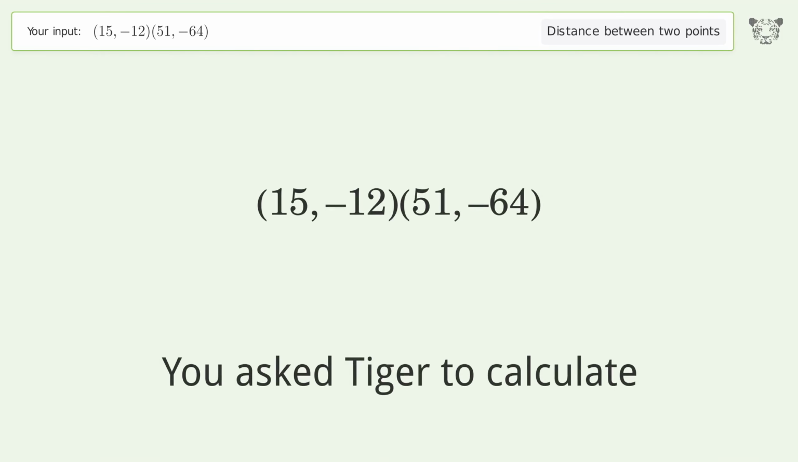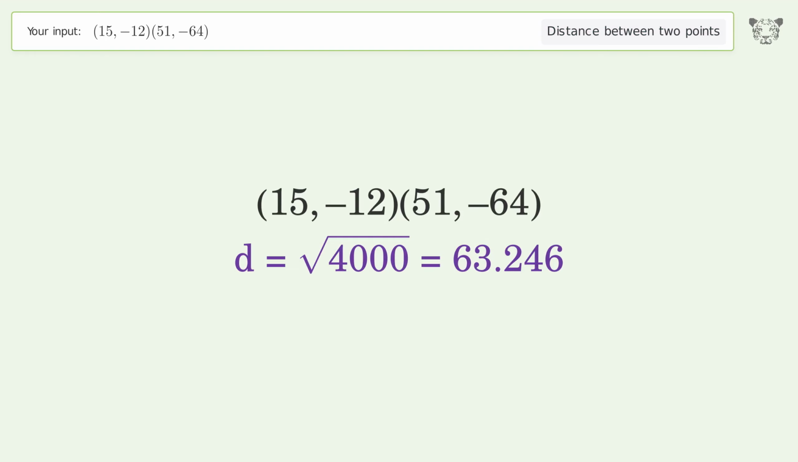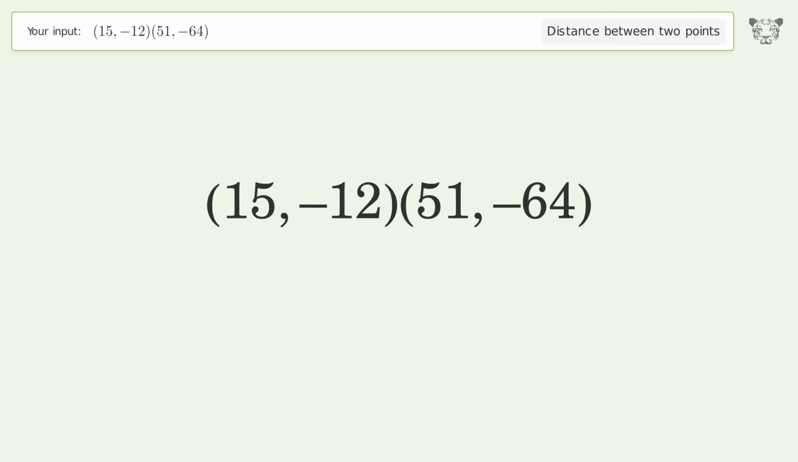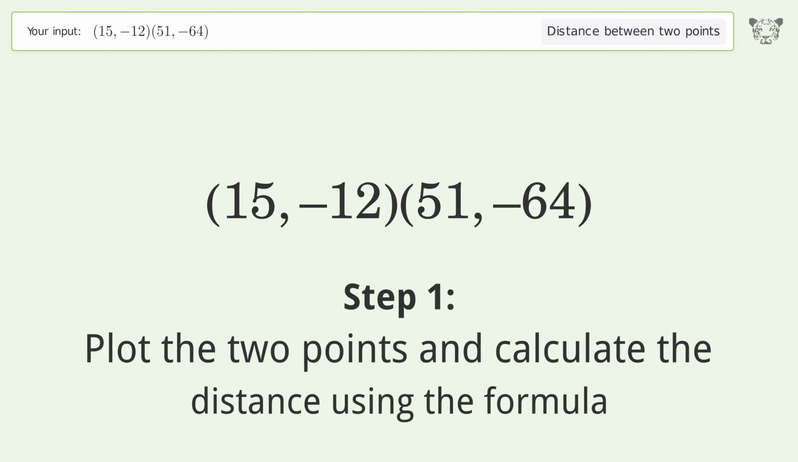You ask Tiger to calculate. This deals with the distance between 2 points. The distance between the 2 points is the square root of 4,000 or 63.246. Let's solve it step by step. Plot the 2 points and calculate the distance using the formula.